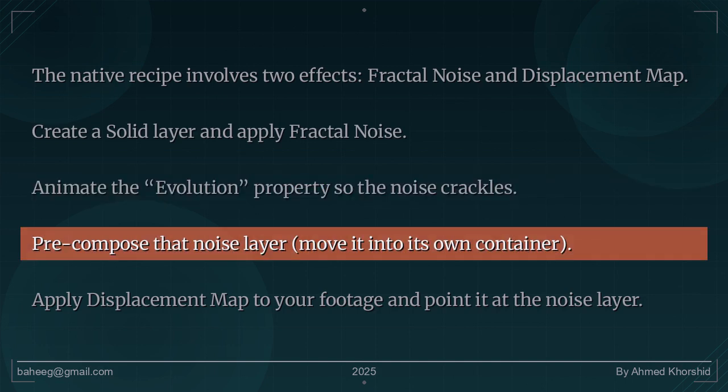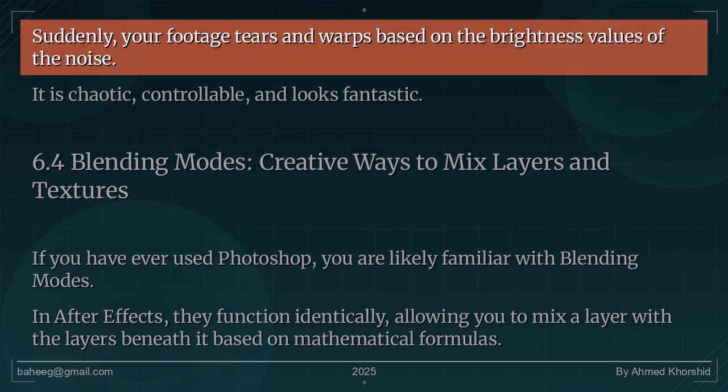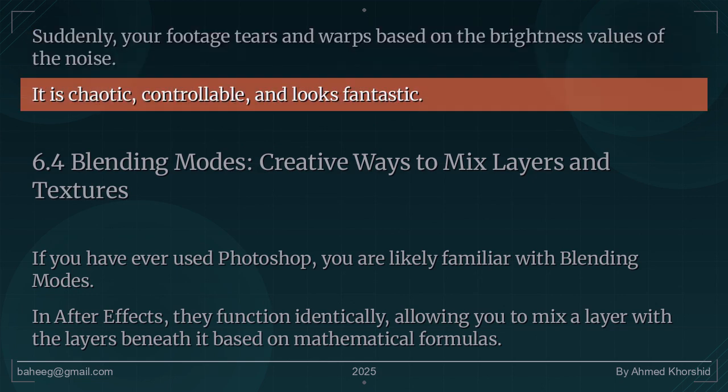Pre-compose that noise layer, move it into its own container. Apply displacement map to your footage and point it at the noise layer. Suddenly, your footage tears and warps based on the brightness values of the noise. It is chaotic, controllable, and looks fantastic.